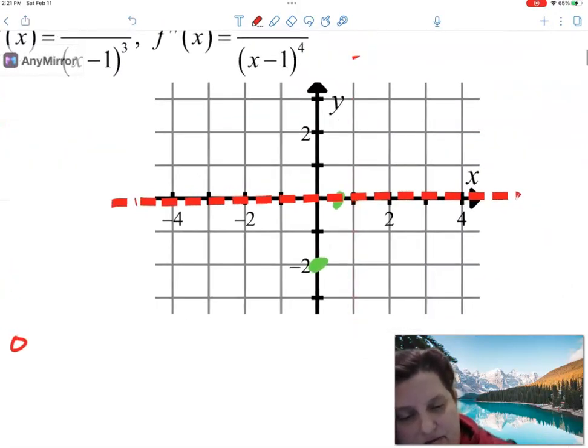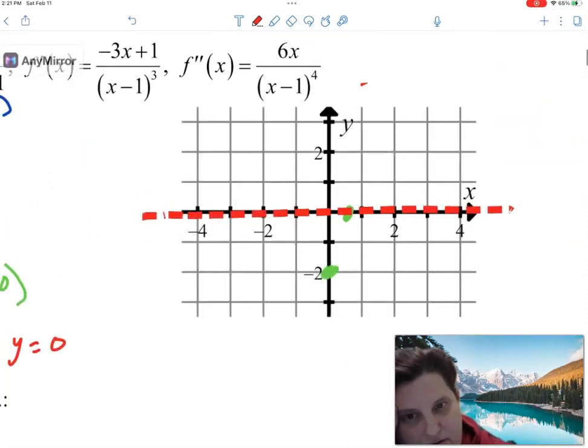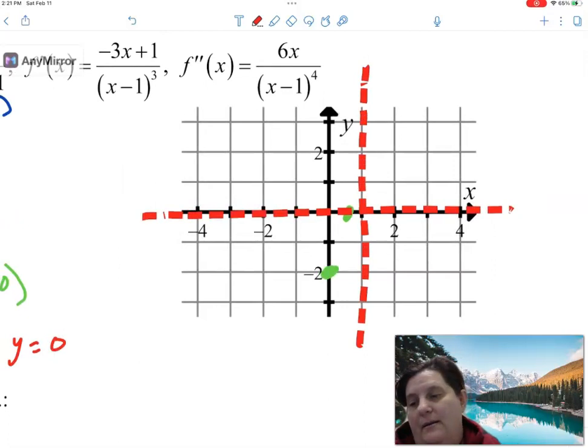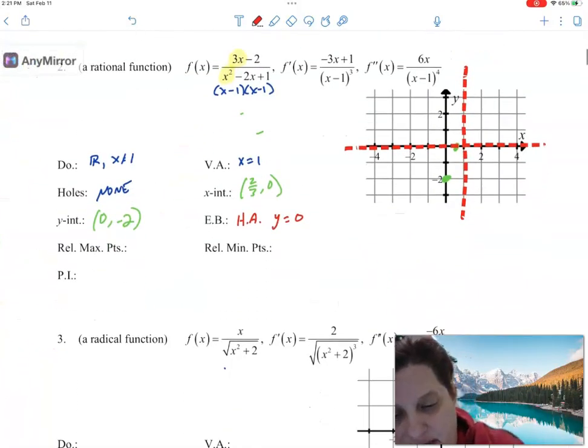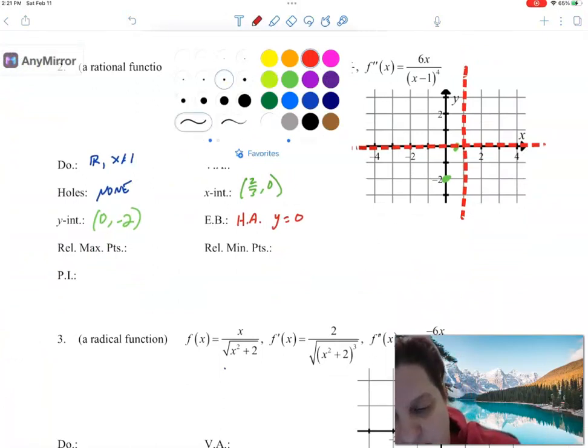You just can't pass through a vertical one. It's like there, but it's not there. Yeah, okay. Cool. That's nicely set up for us. Now I'm going to do my first derivative test.